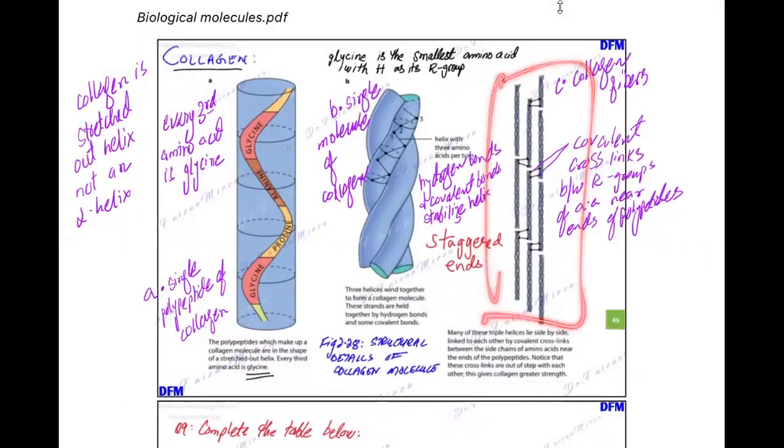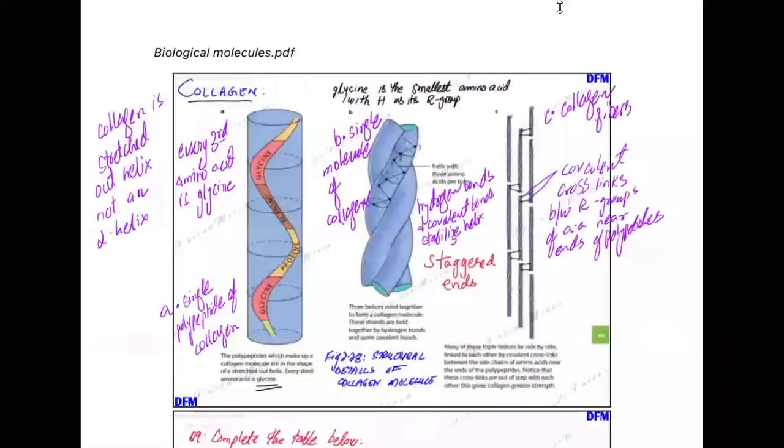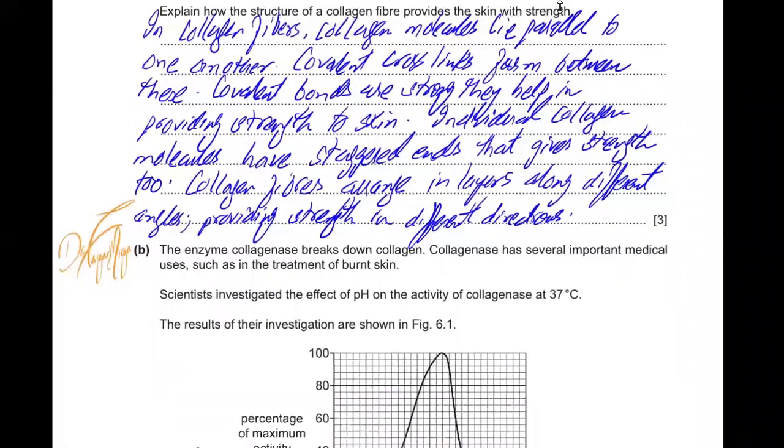Many polypeptides are cross-linked with one another, and many collagen chains are crossing with one another. In collagen fibers, collagen molecules lie parallel to one another, and covalent cross-links form between these. Covalent bonds are strong. Whenever you mention covalent bonds, mention they are strong bonds. They help in providing strength to the skin. Individual collagen molecules have staggered ends that give strength to collagen fibers, arranged in layers at different angles to provide support in different directions. So to provide three-dimensional support.